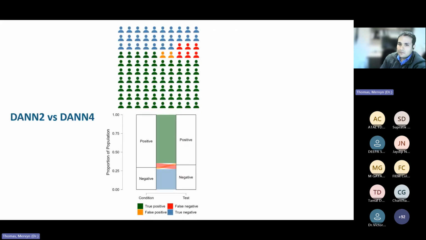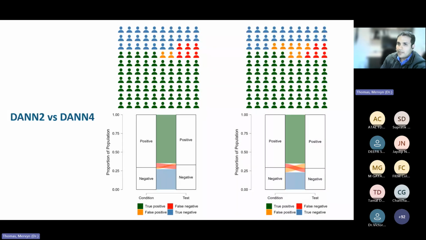And when we look at this, this visualization basically tells an important story about this test performance. On the left, you have DAN2, which is the table-mounted OCT1 to table-mounted OCT2, which shows relatively few errors, mostly correct classification. On the other hand, DAN4, which is the handheld OCT1 to table-mounted OCT2, showed more misclassification.